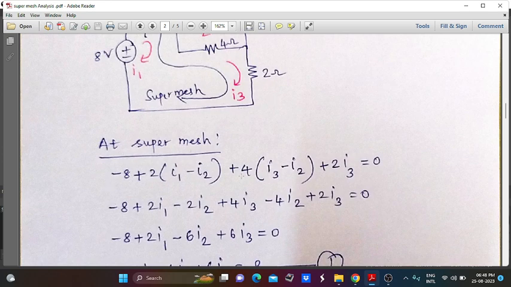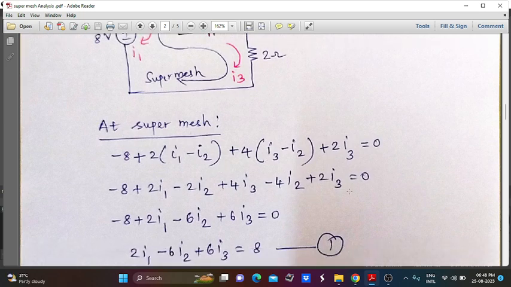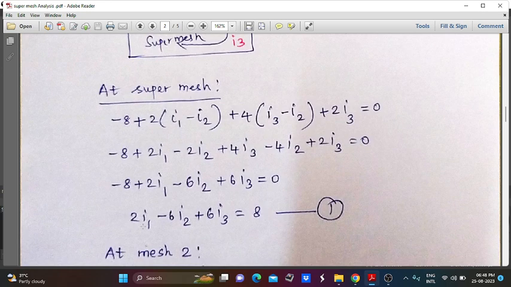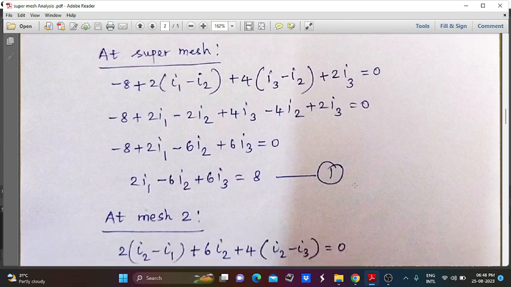Now expand all the equations. All expressions can be expanded, and we can separate I1, I2 and I3. Finally, we get the equation 2I1 minus 6I2 plus 6I3 equal to 8 volt. We can consider this the first equation.